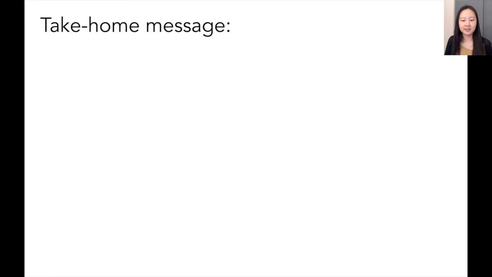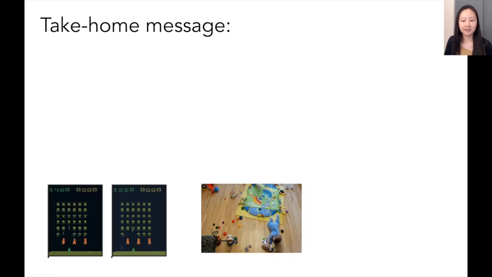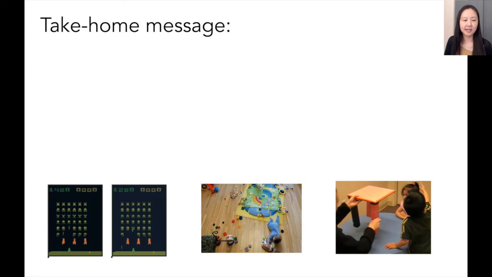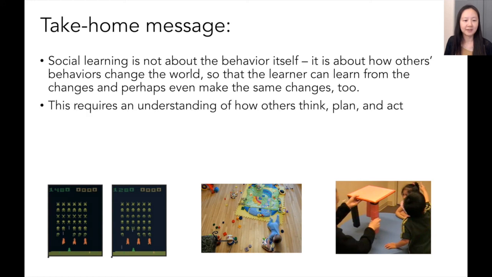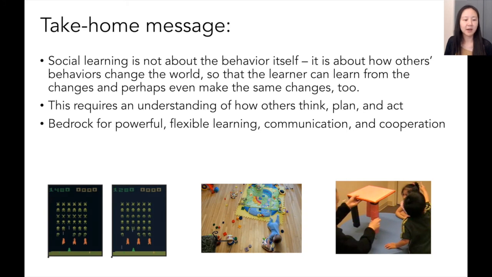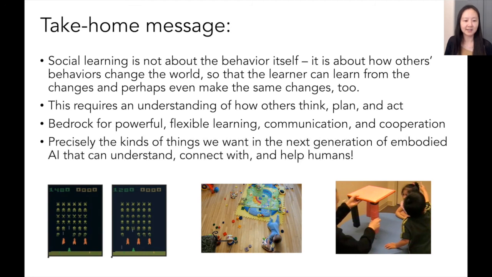Learning, at least in humans, doesn't look like this or even this. It looks more like this, and it occurs naturally in social context. And even in these contexts, it's important to remember that social learning is not about the behavior itself. It's about how others' behaviors can change the world so that the learner can do the same thing. This requires an understanding of how other people think, plan, and act, and this provides the bedrock for powerful, flexible learning, communication, and cooperation. These are precisely the kinds of things we want in the next generation of embodied AI that can truly understand and connect with and help other humans.